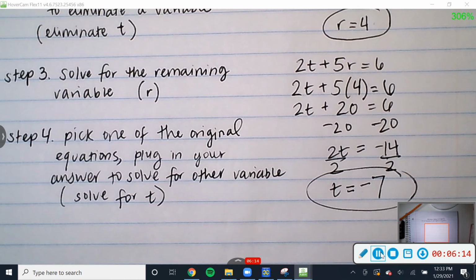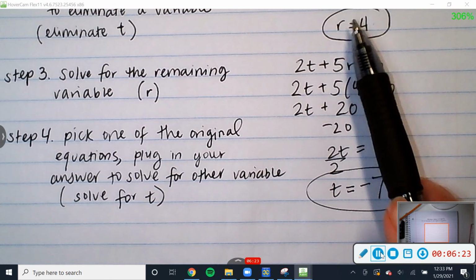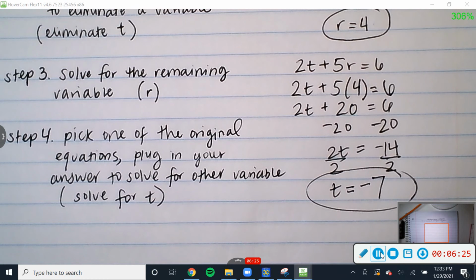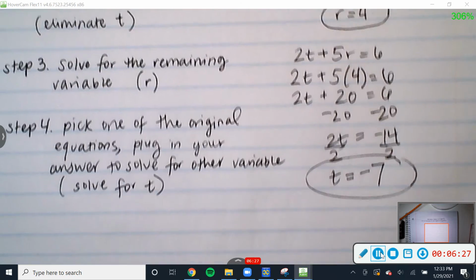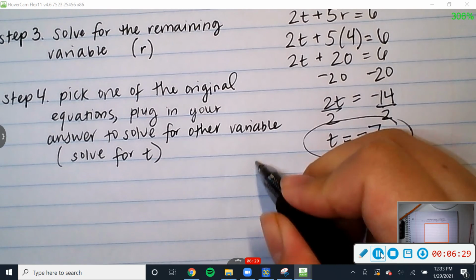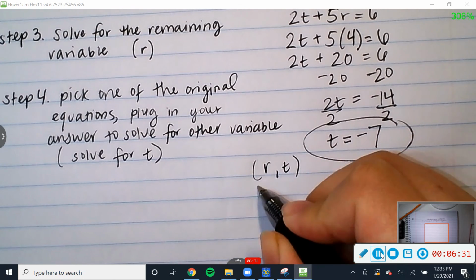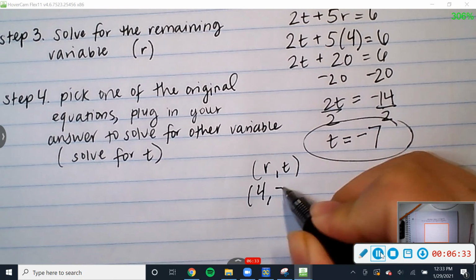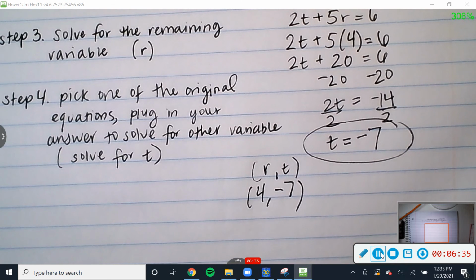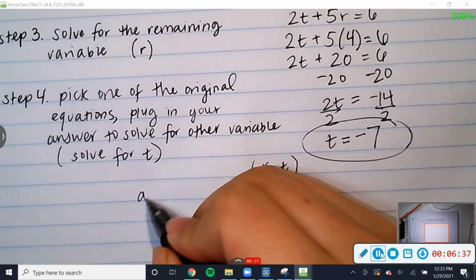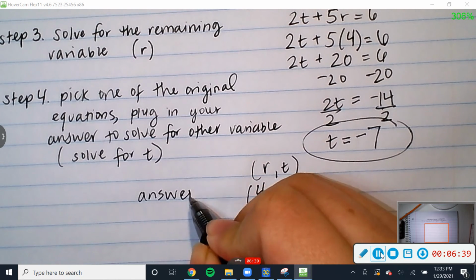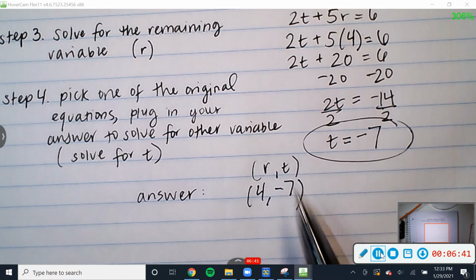And then just like with our substitution, make sure that you write them as coordinate points if possible. Since this time our variables are not x and y, we will just write down our r value first. We'll write them as r, comma t. So we'll write this as 4 and -7 as our answer. If you had x and y, you would write x first and then y.